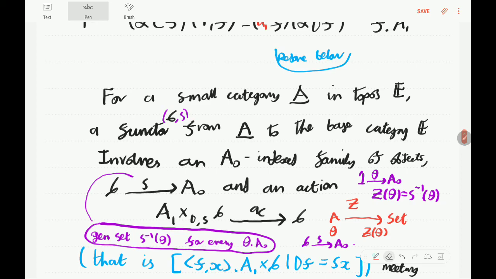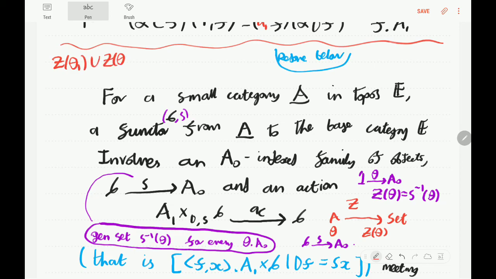So, if we take the union Z of theta 1 union Z of theta 2, and so on, over all the objects, we get all this. So this is the union of Z of theta I over all the theta I which are objects of A naught. Then let's call that zeta.